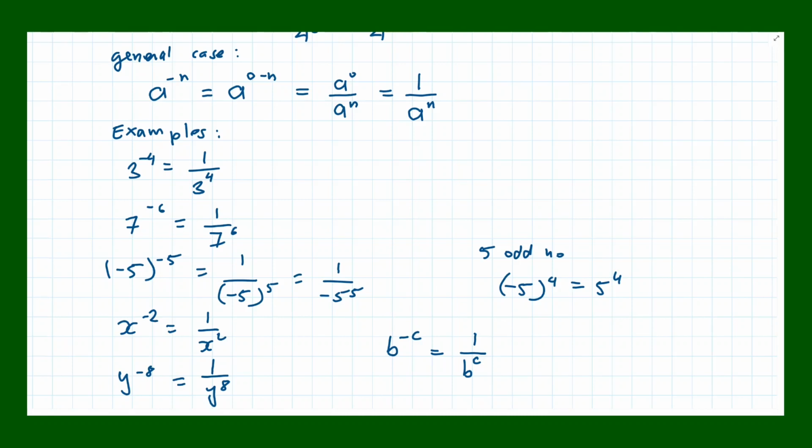Okay, I hope that you understand now why the negative powers are 1 over the base to the positive equivalent of that power. And I hope that by the examples, you see that once you know the rule, it's relatively simple to manipulate them.